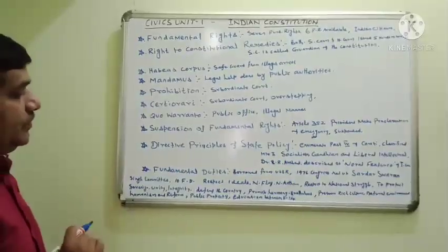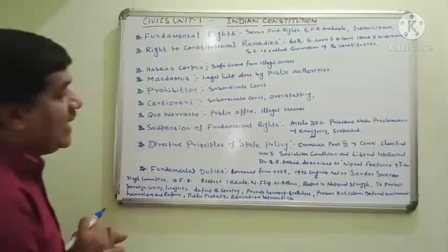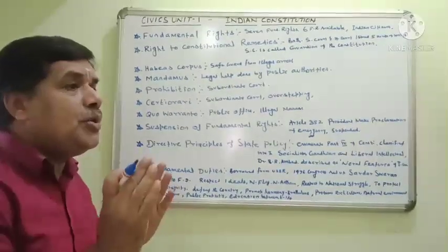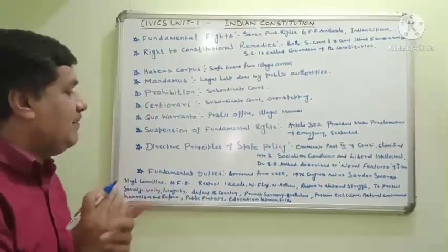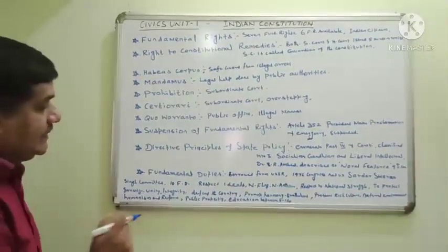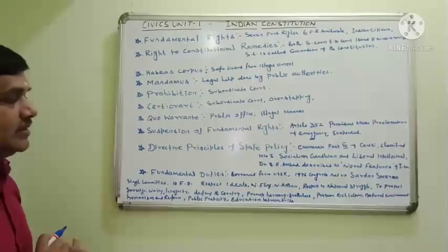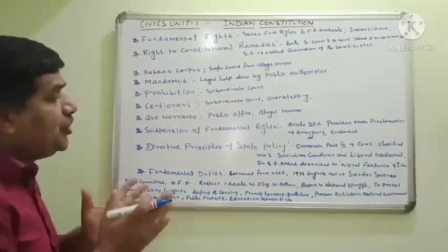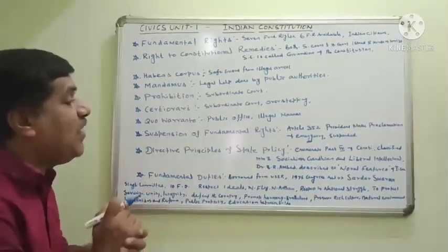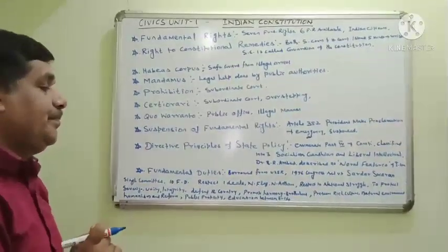They are: first one, respect the ideals. Many ideals are there in our country, and we want to show respect to them. Ideals means leaders. Second one, we want to show respect to the national flag and the national anthem.